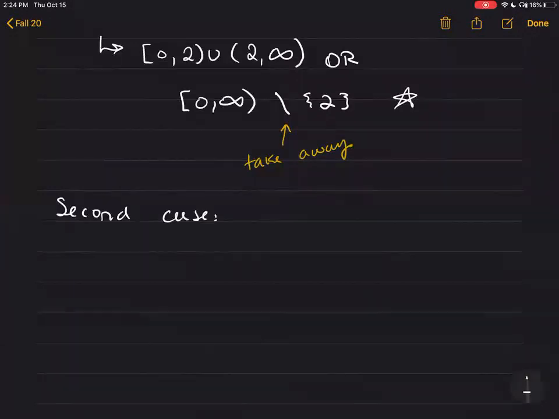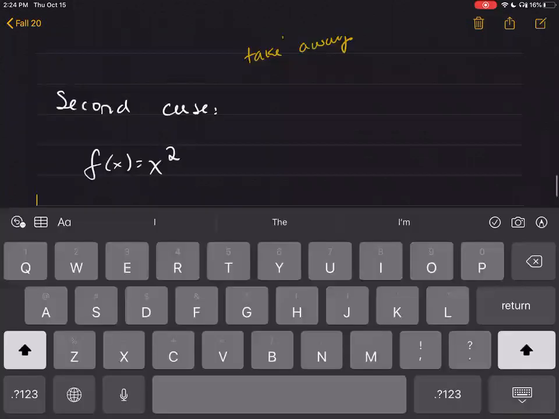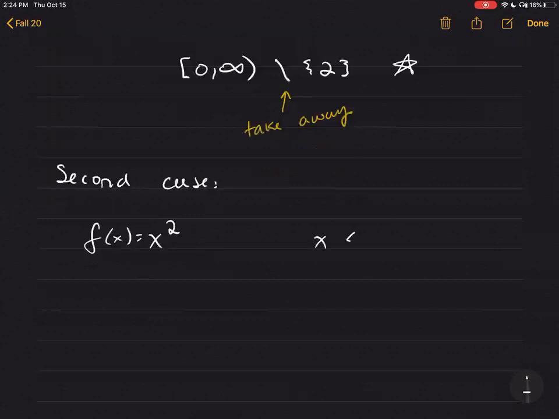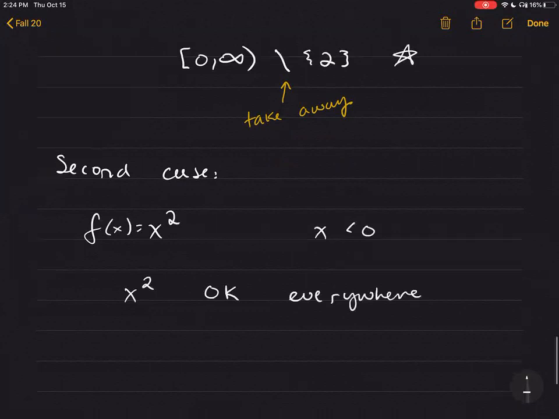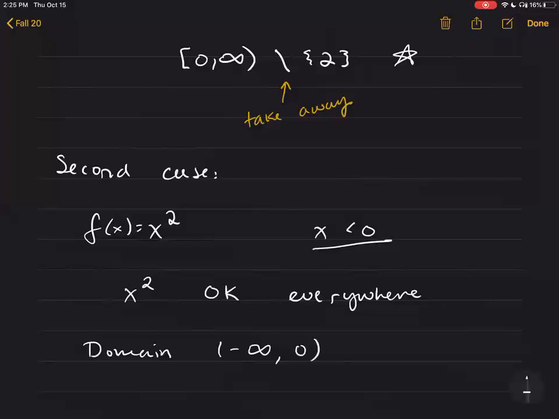For the second case, f of x equals x squared, that's a polynomial, right? And this was defined on x less than 0, but x squared is defined everywhere, because it's a polynomial. So the domain of this second case is just going to stay this. It'll be negative infinity to 0, like that.